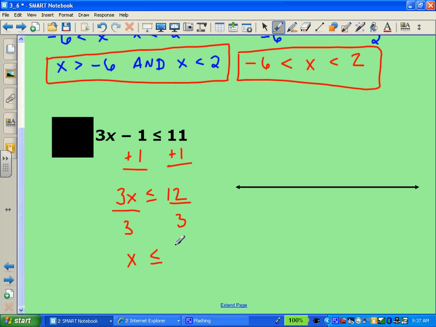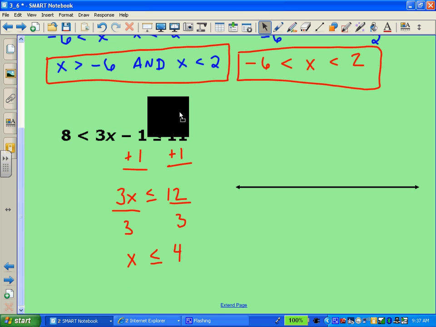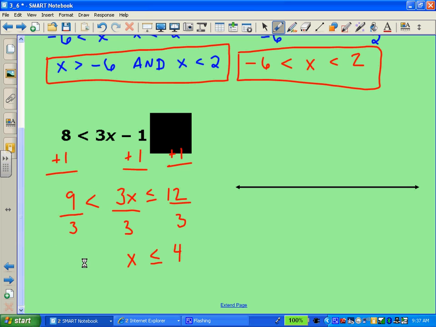So then I have x less than or equal to 4. So I've got that one solved. Now, let's look at the other side. I'm going to follow the same steps, you'll notice. I have to add 1, so then I get 9 less than 3x. Then I have to divide by 3, so I get 3 less than x. And notice here's my compound statement.